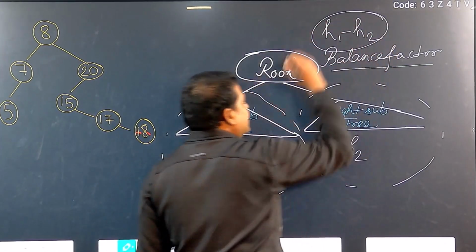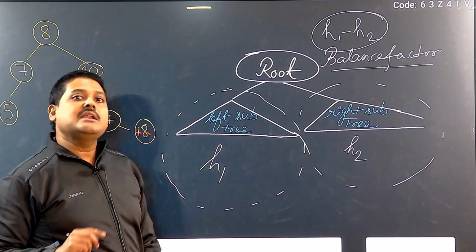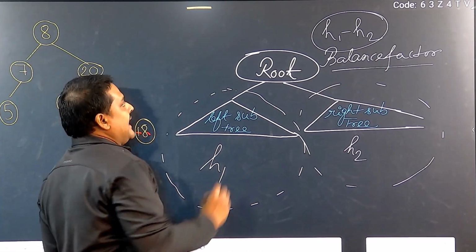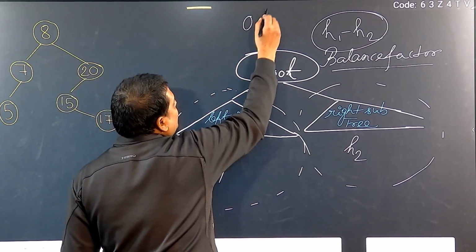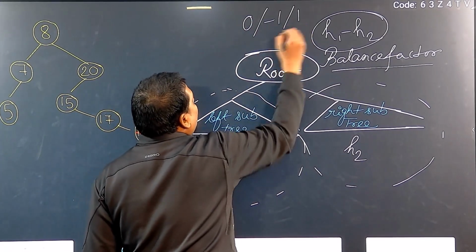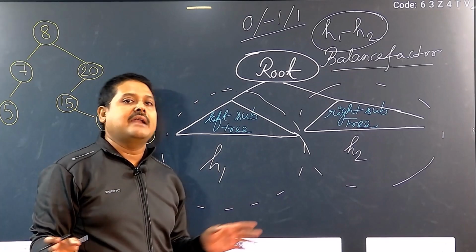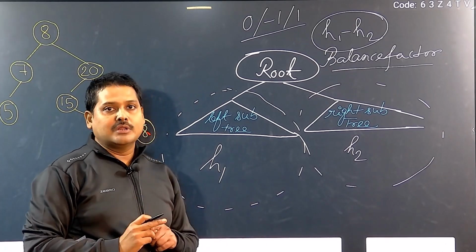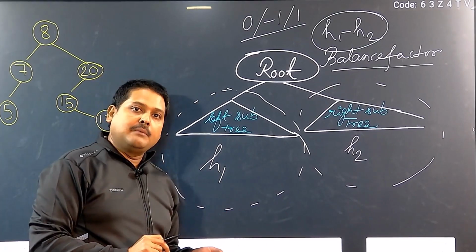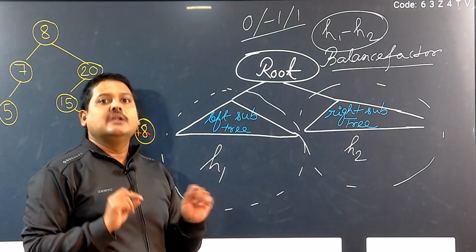And what values are allowed in an AVL tree? The values allowed are either 0, minus 1, or 1. That means the difference of the height between the left subtree and right subtree will be not more than 1. It will be either 0, minus 1, or 1.